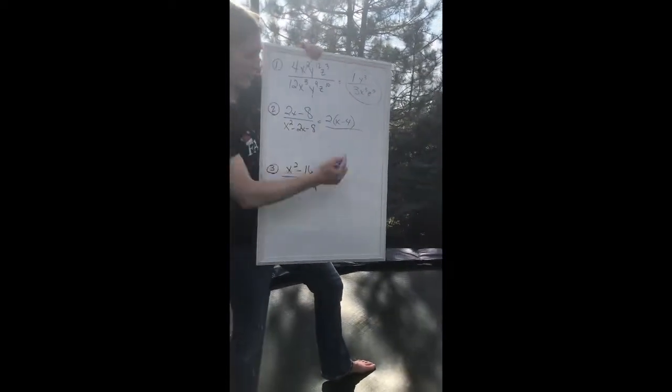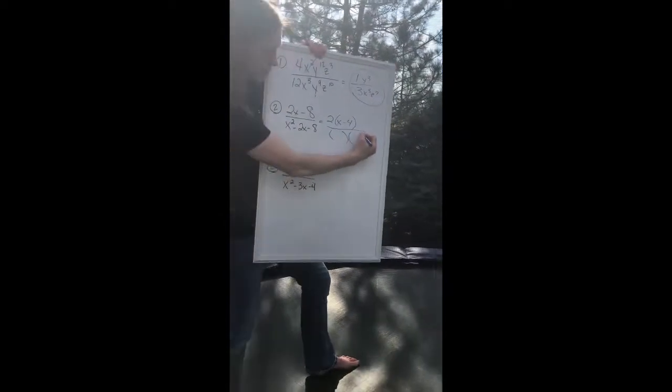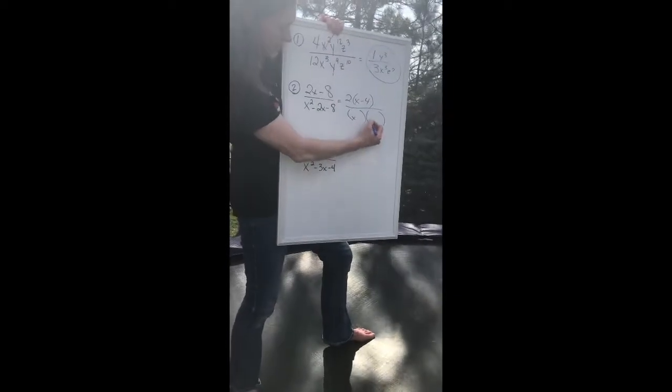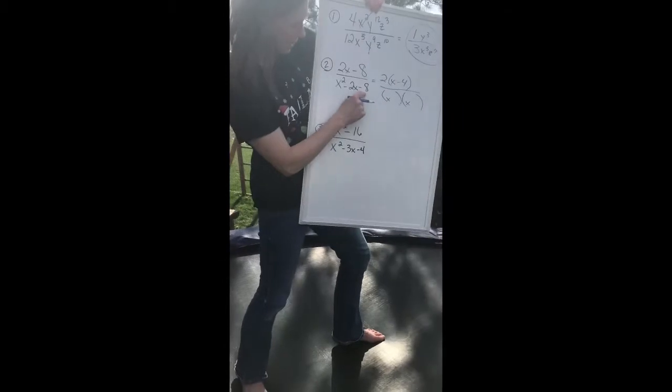And then this one is a trinomial. So we're going to have 2 sets of parentheses. We've got x squared, so we've got x and x. 2 numbers that multiply to be negative 8.